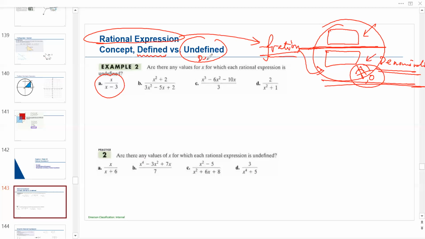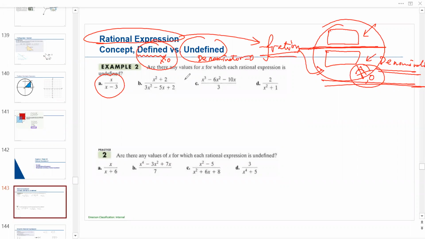When the denominator is not equal to 0, the expression is defined. When the denominator is equal to 0, it is undefined. So the first thing, we need to make sure that the denominator cannot be equal to 0. When it equals 0, it is undefined.